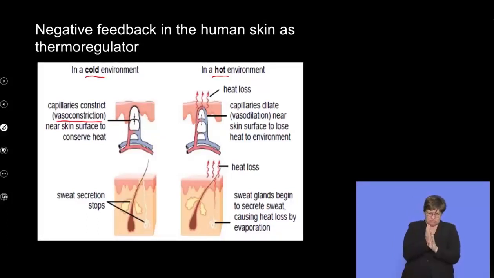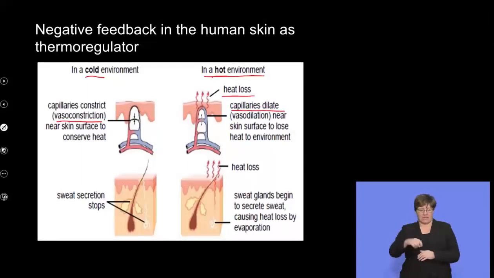In a case that we are in a hot environment, heat will be lost. How is this heat lost? The capillaries dilate, they become bigger, they open up. So we are talking vasodilation. This happens near the skin surface to lose heat because it is too hot. The body must maintain its normal temperature.